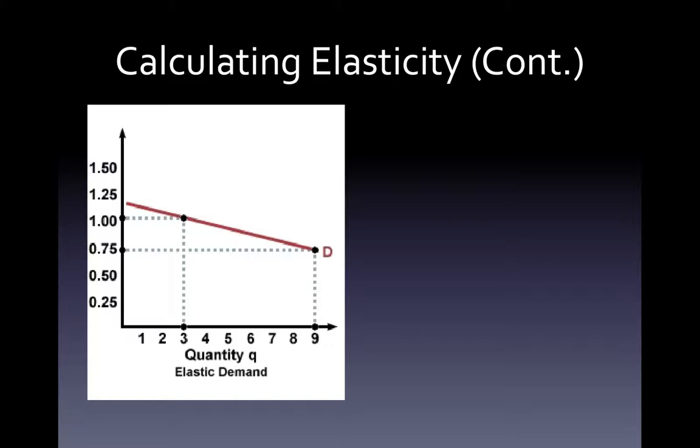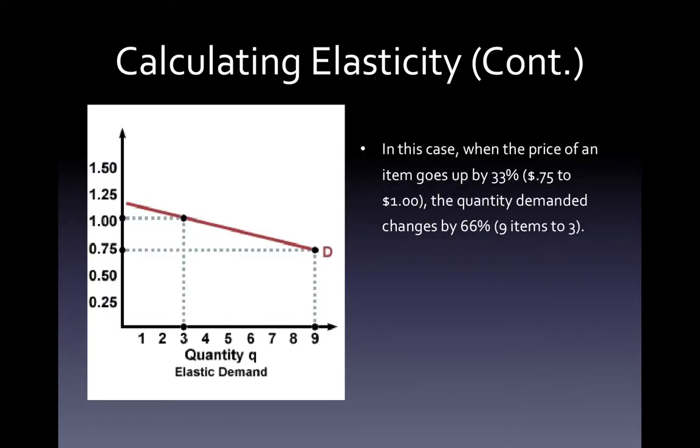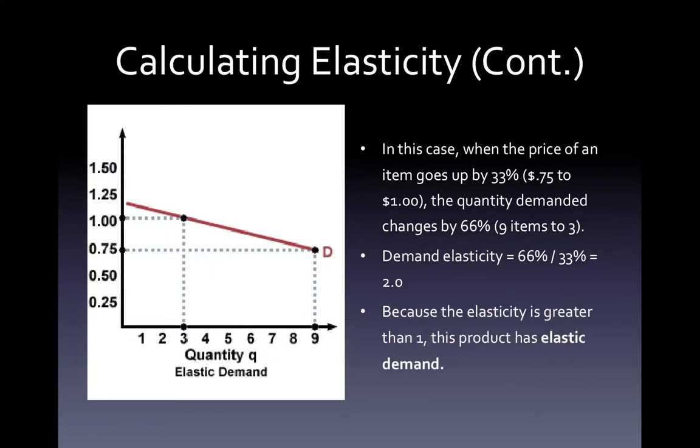Okay, take a look at a chart here on the left. In this case, when the price of an item goes up by 33%, that is 75 cents to $1, as you can see over here, the quantity demanded changes by 66%, this large gap here from 9 to 3. So, demand elasticity is 66% divided by 33%, which is 2.0. And because the elasticity is greater than 1, this product is said to have elastic demand.